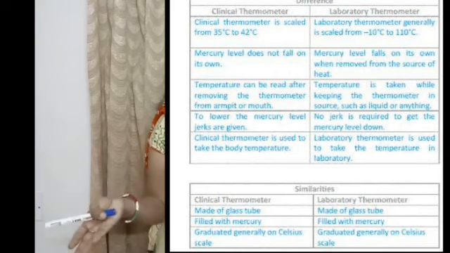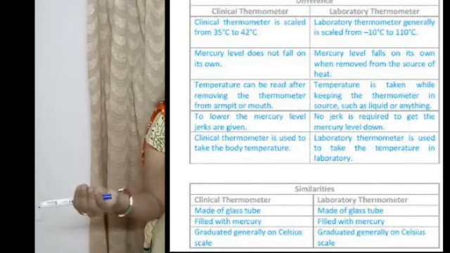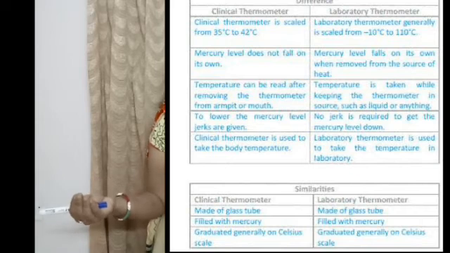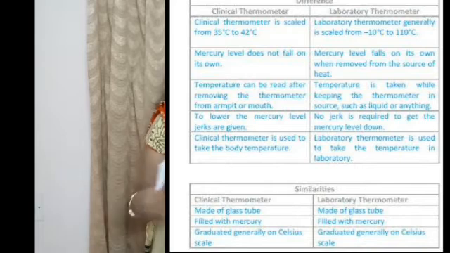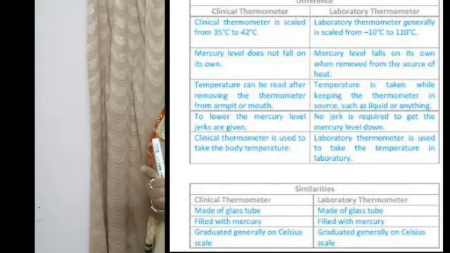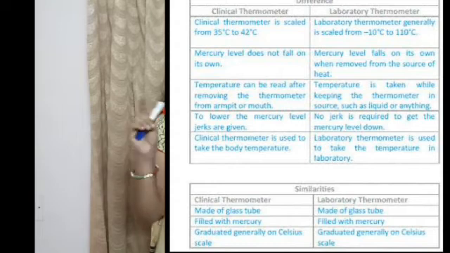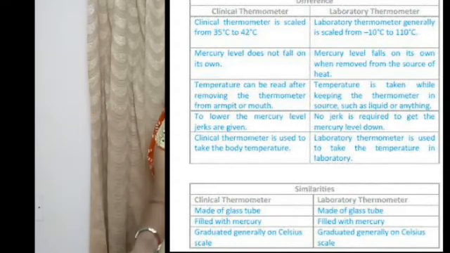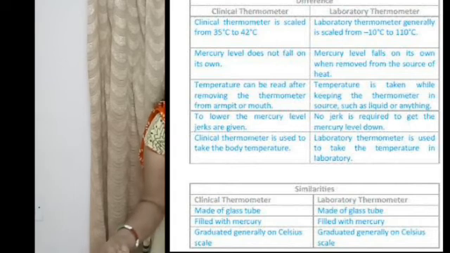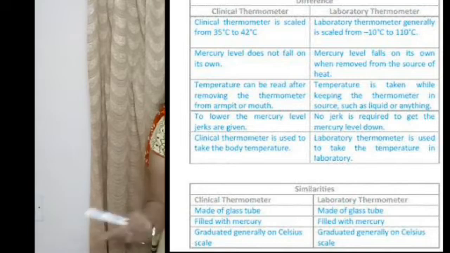And the second one, the laboratory thermometer is big, the clinical thermometer is small. And the clinical thermometer contains a kink and in the laboratory thermometer there is no kink. And one more difference we can add. The range of the clinical thermometer is 32 degrees Celsius to 45 degrees Celsius and the range of the laboratory thermometer is minus 10 degrees Celsius to 110 degrees Celsius. So, the last difference, the range of the clinical thermometer and of the laboratory thermometer.